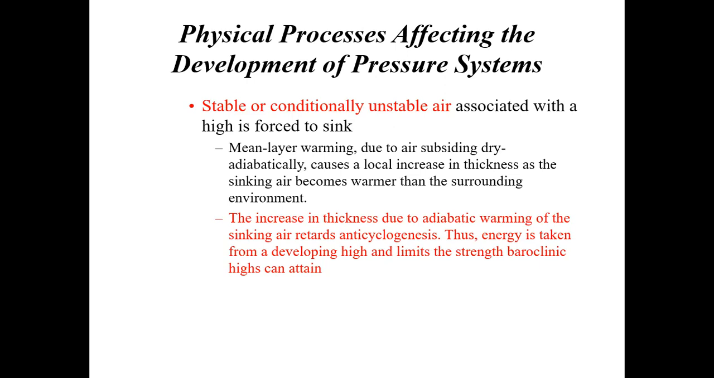So for anticyclogenesis, or the strengthening or building of a high pressure system, you want colder or lower thicknesses. In this case, we're warming the air due to sinking air motion, and we're increasing the temperature.